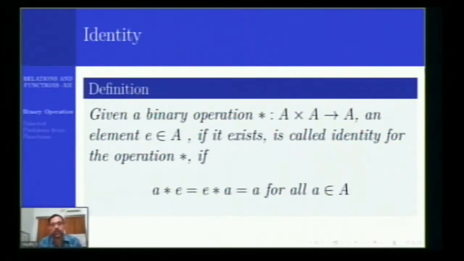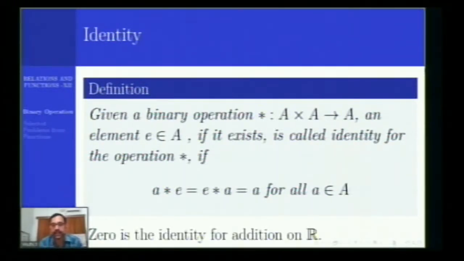So once you put it in definition form: given a binary operation star from A cross A to A, an element E in A, if it exists, is called the identity for the operation star if A star E equals E star A, which equals A, for all A in A. Now you can check some examples. 0 is the identity for addition on R.